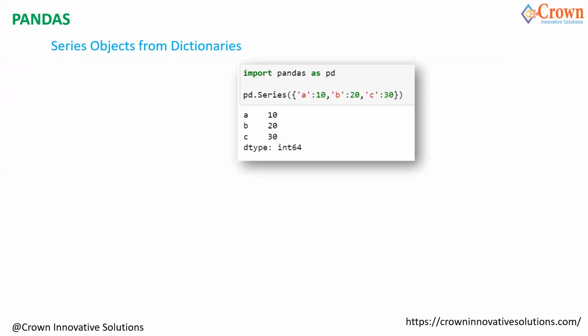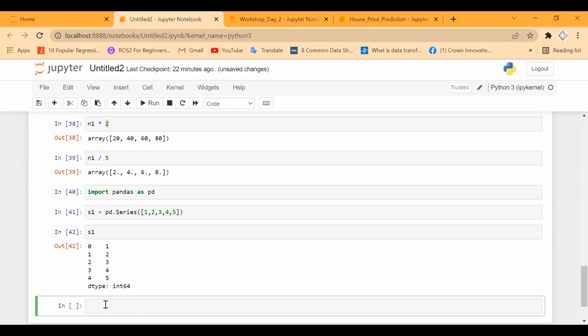We can create series objects in Pandas using dictionaries. We will see how to create S2 equals pd dot Series. Here we'll use curly brackets.